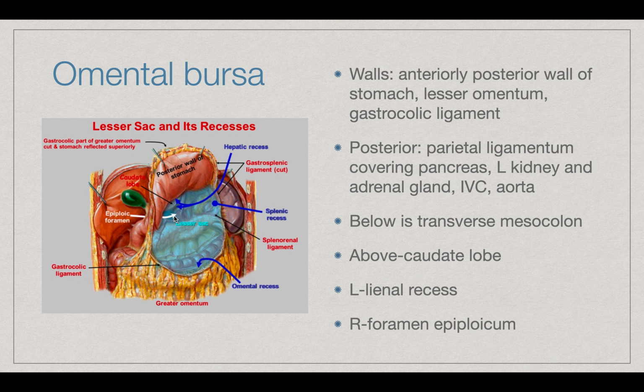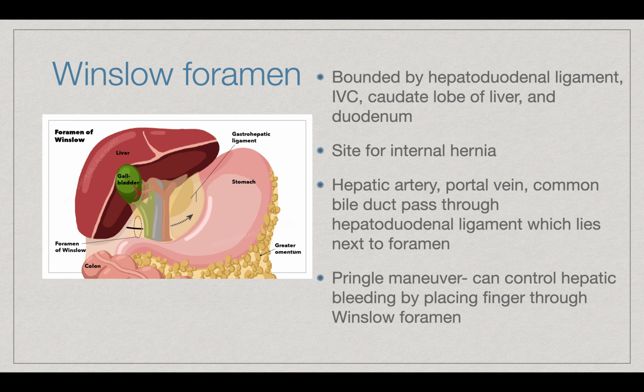The foramen epiploicum will convey the hepatoduodenal ligament, and that contains the hepatic artery, the portal vein, and the common bile duct. The lienal recess is pretty empty, but in bad cases, the lesser sac can herniate through it, and that's not good because it can undergo torsion and then cause peritonitis. So this is a pretty important area in the body.